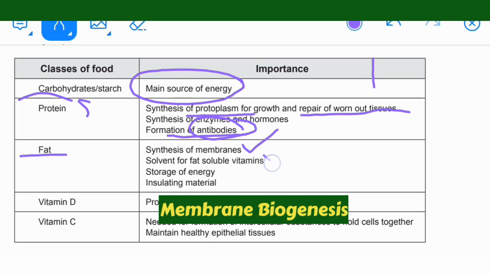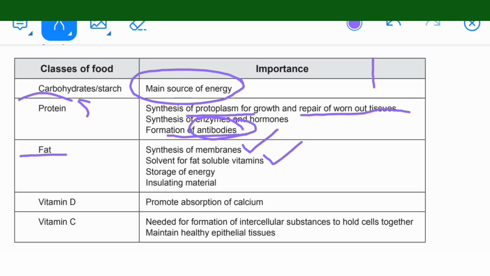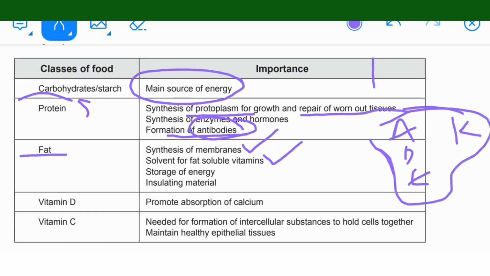Solvents for fat-soluble vitamins. What are the fat-soluble vitamins? We talk about vitamins like A, D, E, and vitamin K. These are the four fat-soluble vitamins. Take note of that: vitamin A, D, E, and K. To remember them, you can just use ADEK.